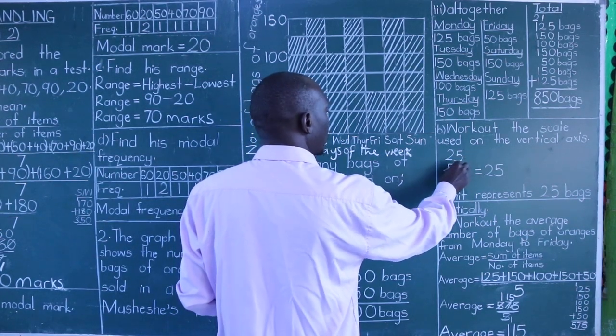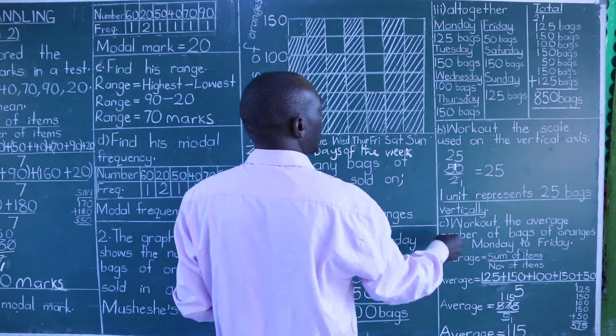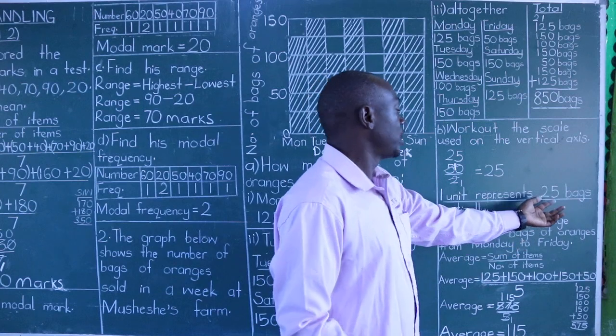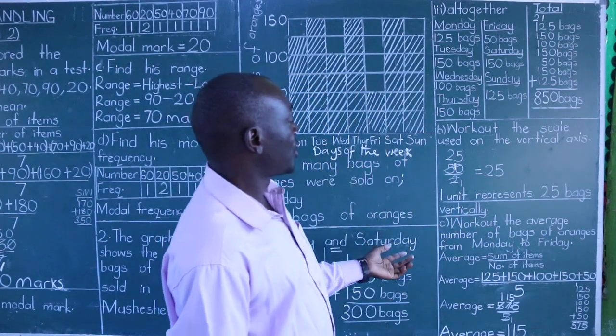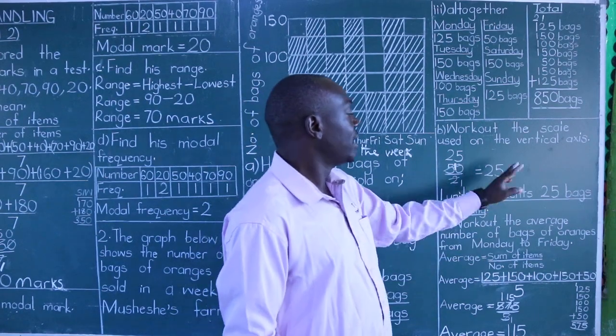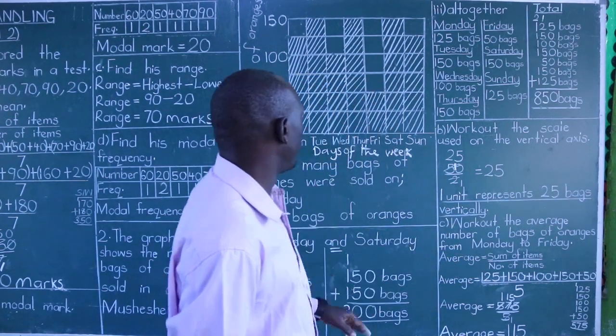Remainder 1. You get 10 divided by 2, get a 5 and get 25. So 1 unit represents 25 bags vertically. This was for the scale. 1 unit or 1 square represents 25 bags vertically.